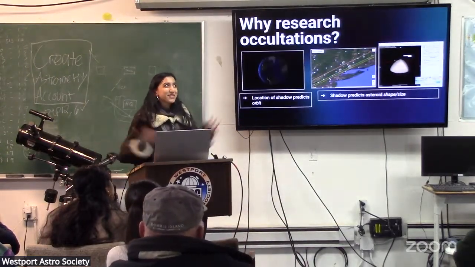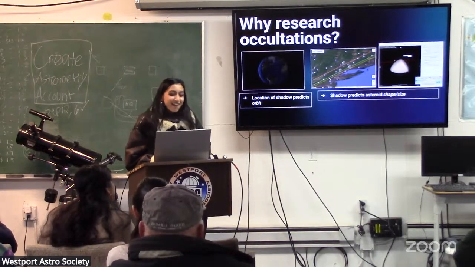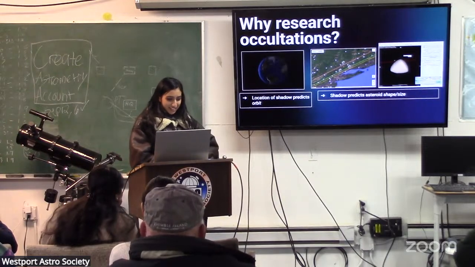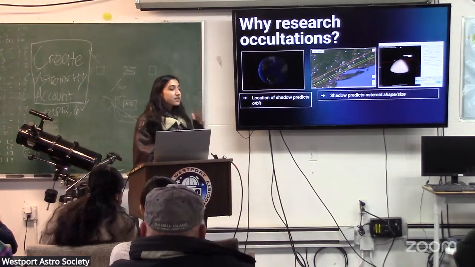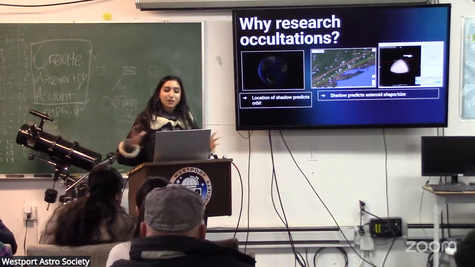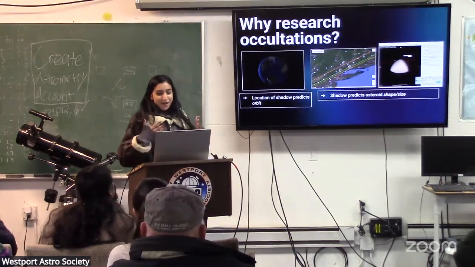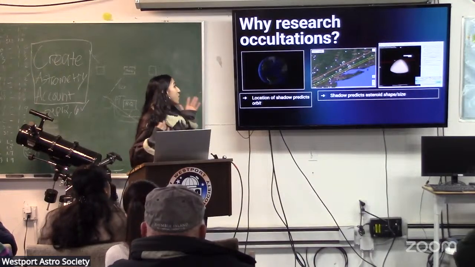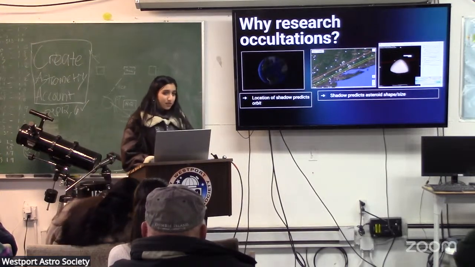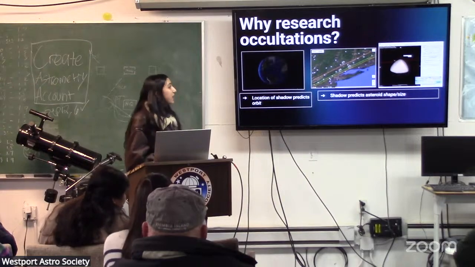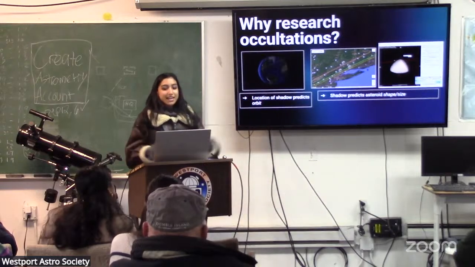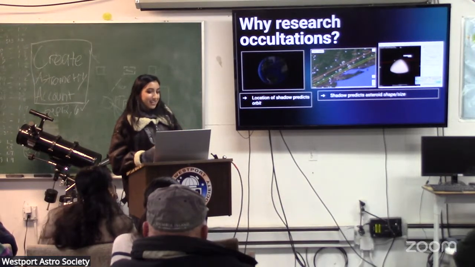Now, why even research occultations? I ask myself that every day. There are many things that asteroid occultations tell us. The location of the shadow can help us predict the orbit of the asteroid. And by us, I don't mean actually us here at Westport. Our data helps to tell the orbit and the asteroid shape and size. So the shadow, depending on how big it is, and where we see the shadow here on Earth, which is what our occultations are for, can help us tell what kind of shape and size the asteroid has.